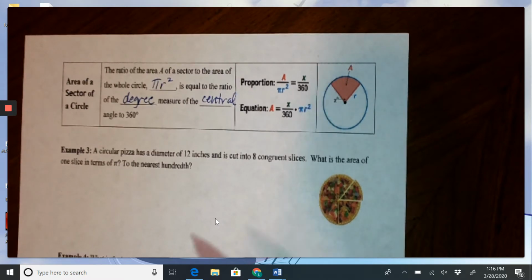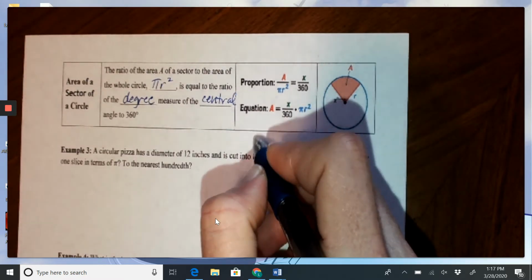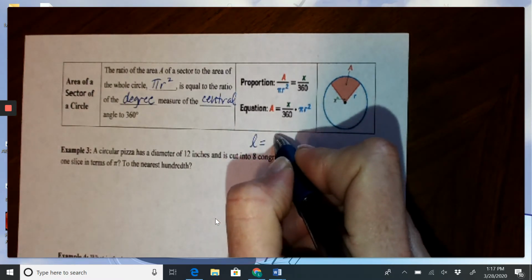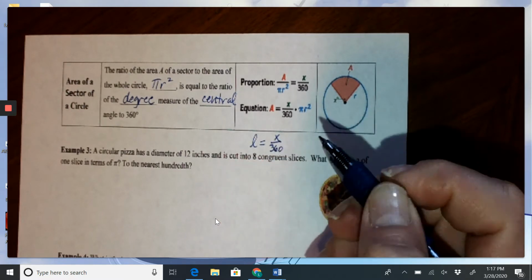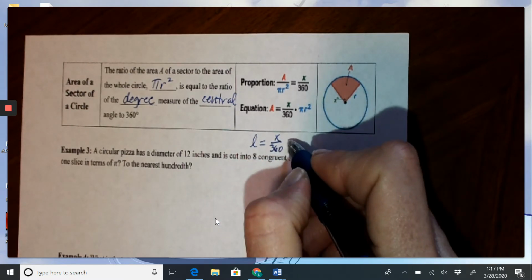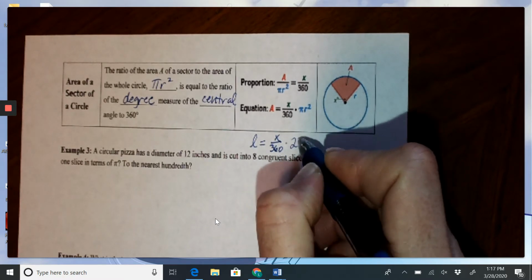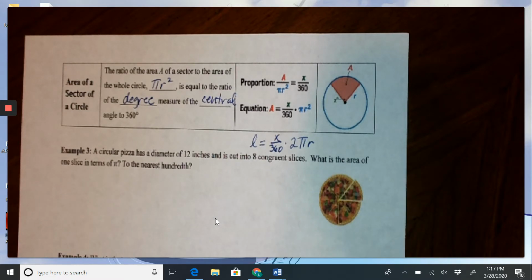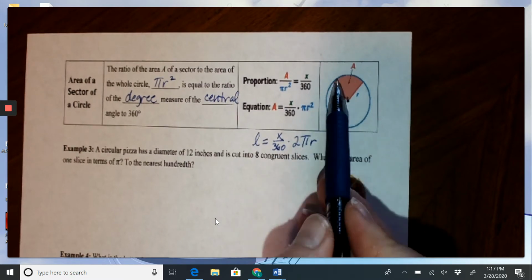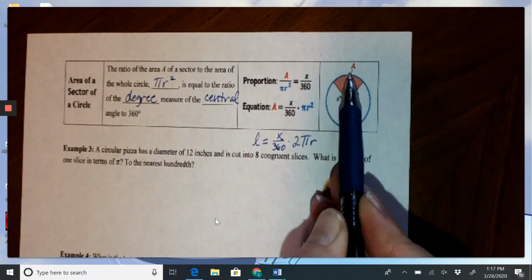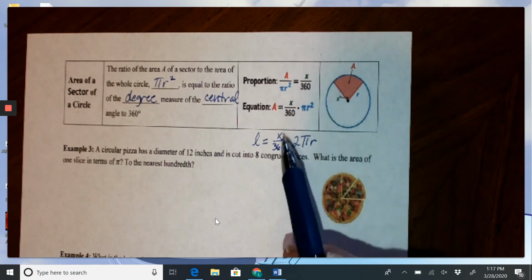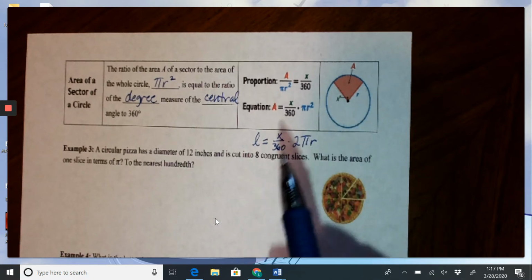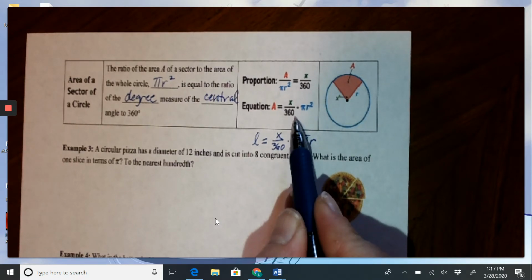Now, this should look somewhat familiar to a formula that we've done before in our circle unit. Remember, we talked about arc length, which we found by taking x over 360 again, because that's the portion of the circle we're talking about, and then multiplying by 2 pi r, or the circumference of the whole circle. So it's along those same lines, but arc length was the distance around the circle in our shaded region, and in our area formula here, we're talking about the actual area in the shaded region. So here's our formula, x over 360 times pi r squared.